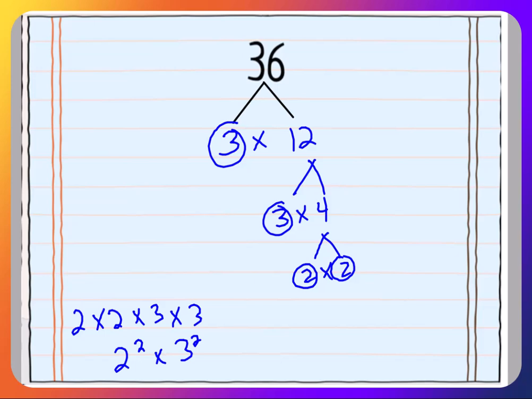The factors I used for 36 were 3 times 12. You could have used 6 times 6. You could have used 2 times 18. You could have used 4 times 9. Any of those factors will give you 36. And although your tree might look different than mine, you will end up with the same prime factorization.